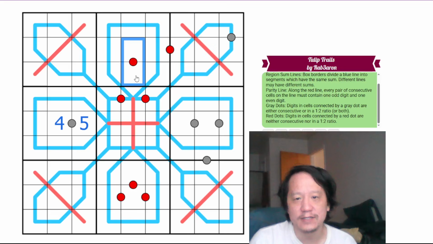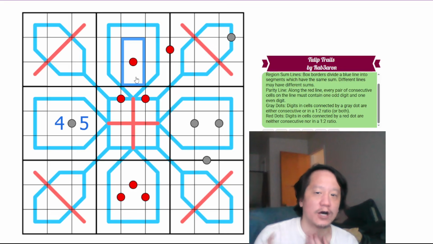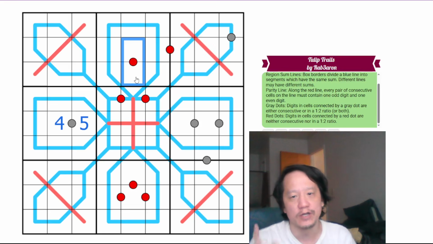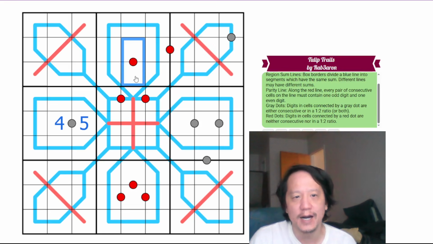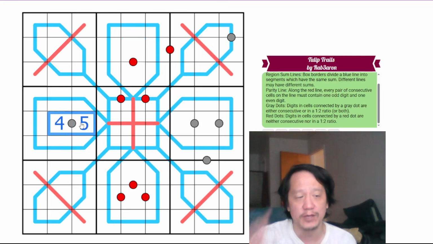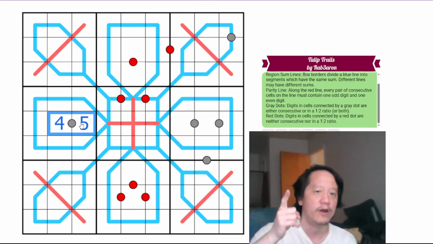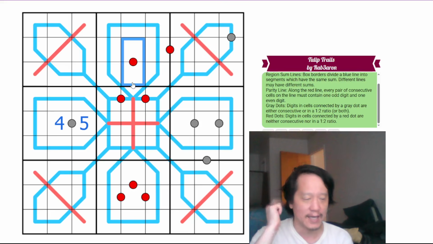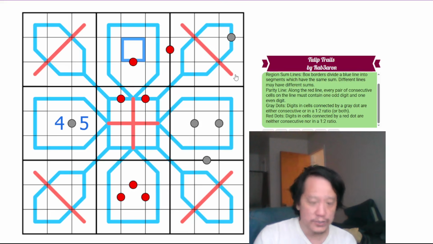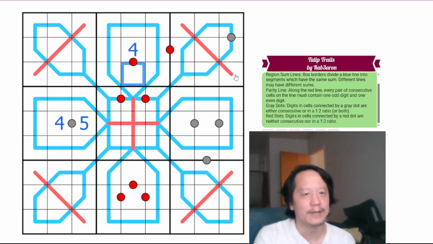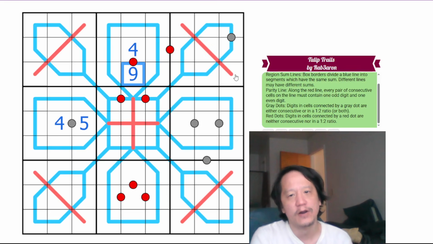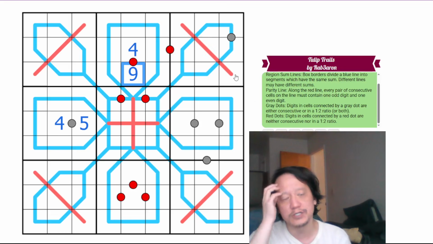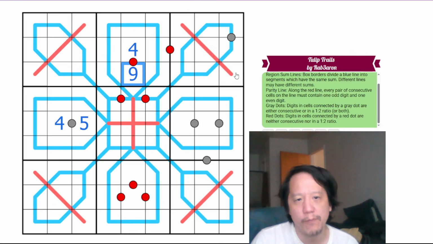And we have red dots, where digits in cells connected by a red dot are neither consecutive nor in a 1-to-2 ratio. So it's the opposite of the gray dots. With the gray dots, you have to be either consecutive or in a 1-to-2 ratio. If you have a red dot, those digits must not be consecutive, and they cannot be in a 1-to-2 ratio. So if this were a 4 here, this could not be 2, 3, 5, or 8, so it could be 1, 6, 7, or 9 here, because they are neither in a 1-to-2 ratio, nor consecutive with the 4.